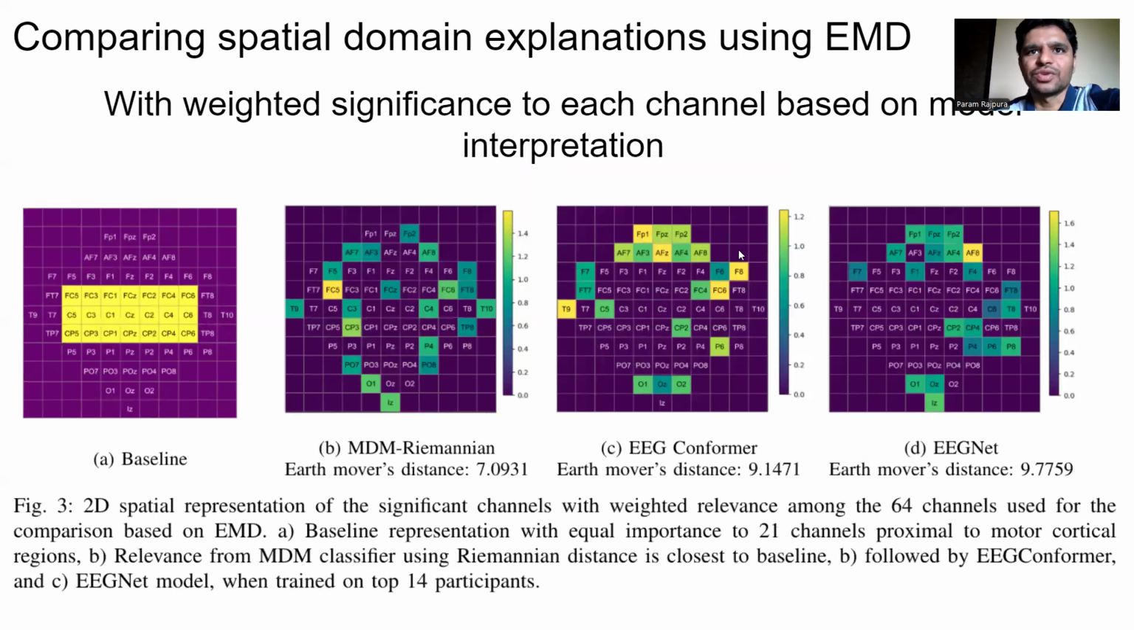When the relevance scores of each channel are considered as weights, a similar trend is observed where the MDM classifier turns out to be the closest to the baseline spatial explanation, while EEGNet and EEG Conformer follow consecutively, separated by a relevant margin from MDM.